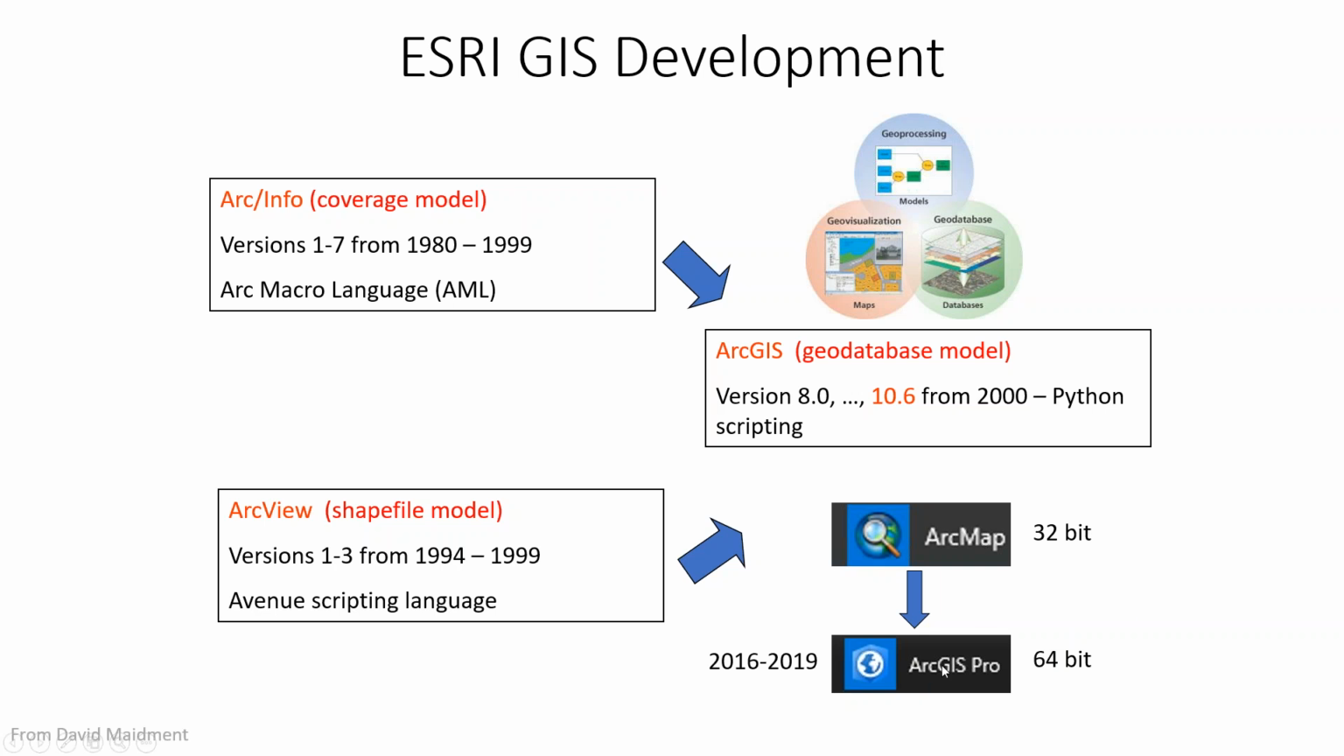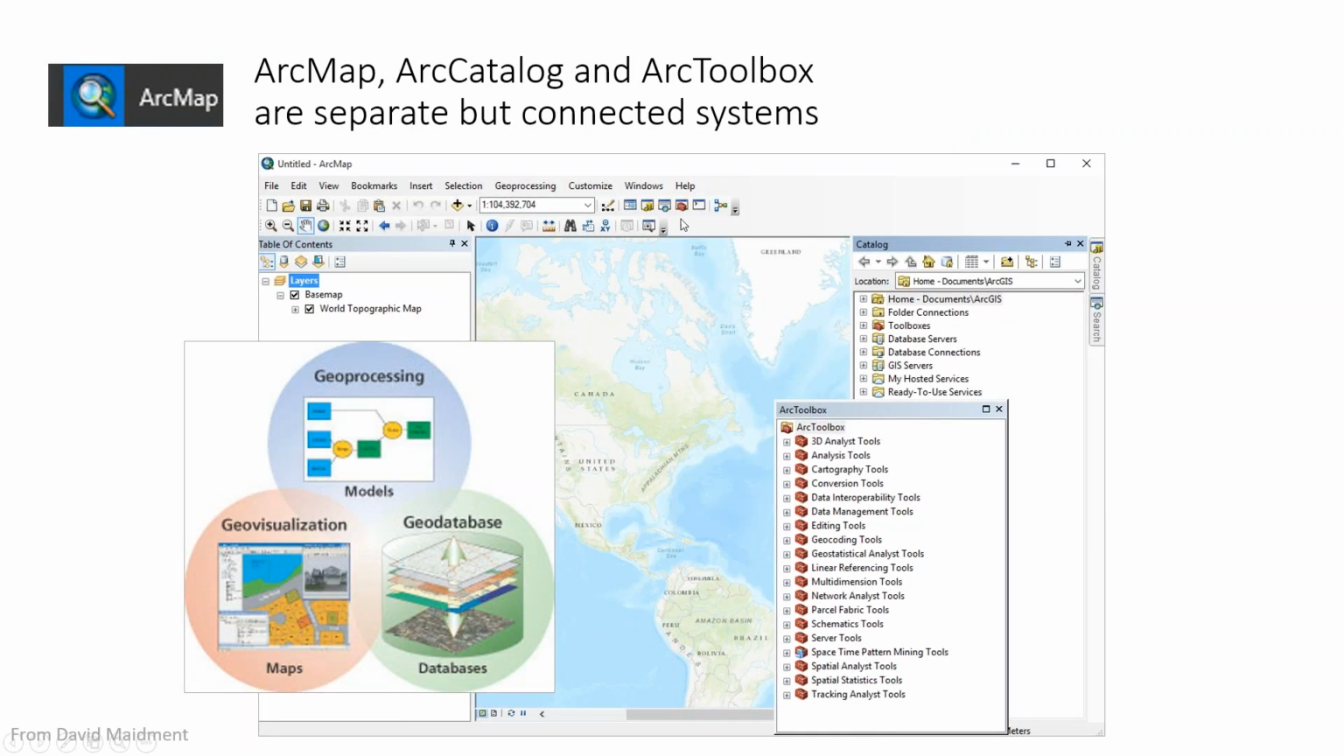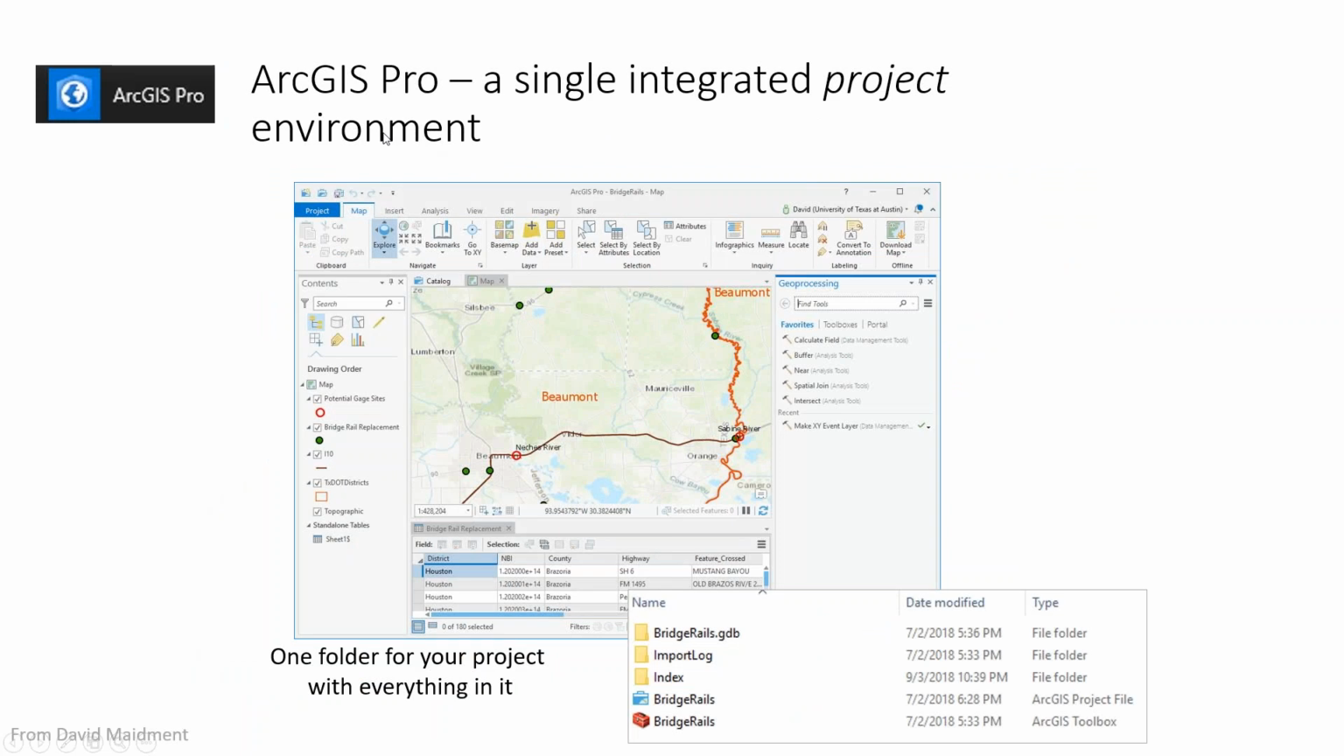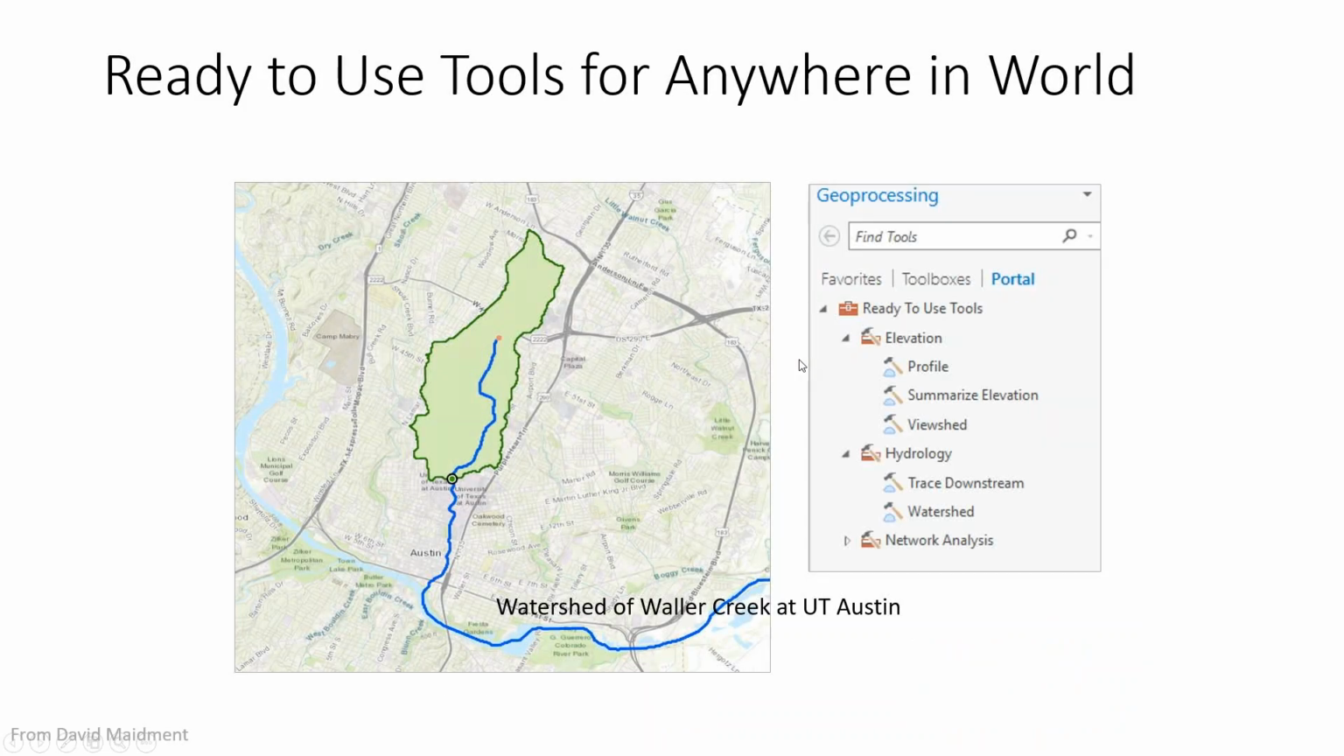So we're using this one because it represents the end of the evolution and where all the new capability is being built. This shows the ArcMap, ArcCatalog, and ArcToolbox as separate components of the ArcMap system. And then ArcGIS Pro is a single integrated project environment where you have a folder for your project with everything in it. Also with ArcGIS, there are ready-to-use tools for anywhere in the world. So there's a lot of data available as well as web-based services.